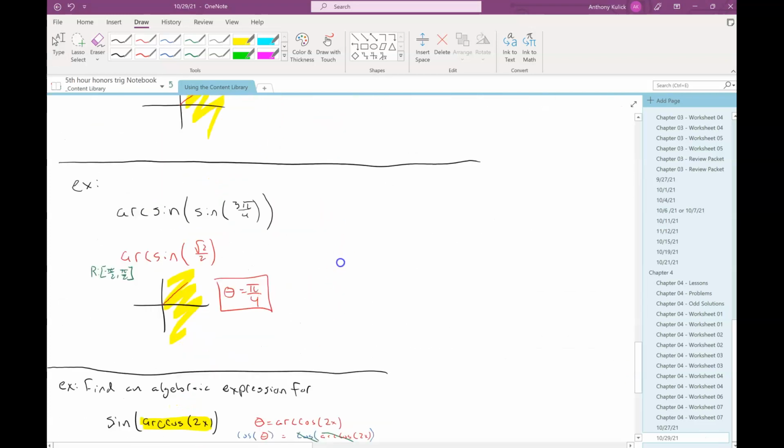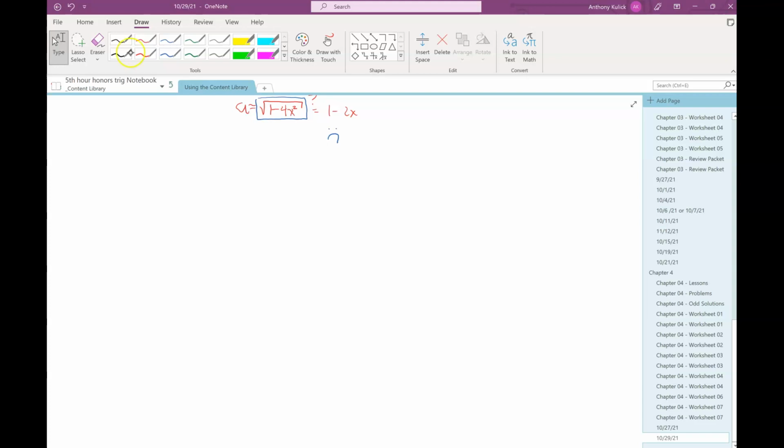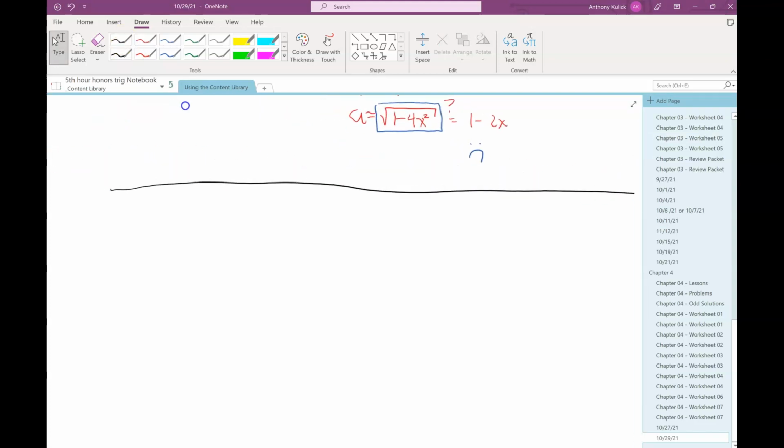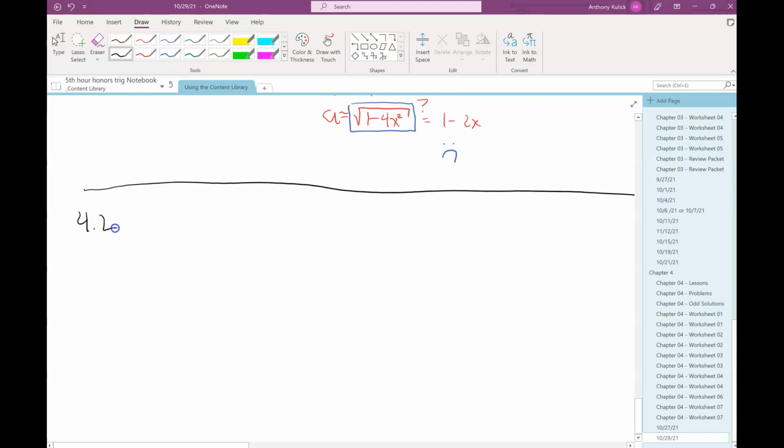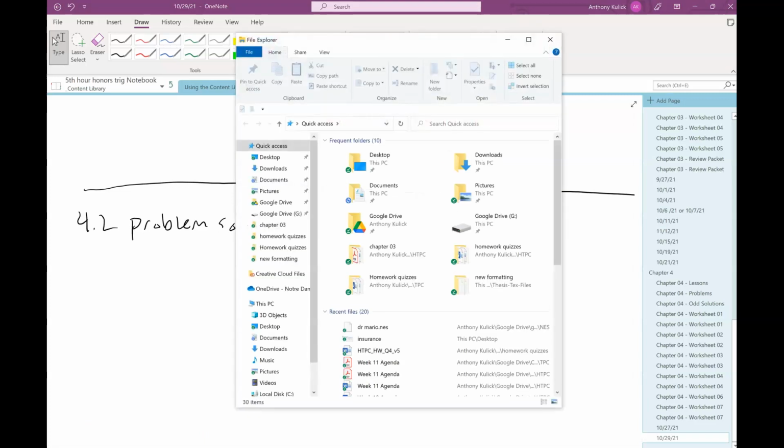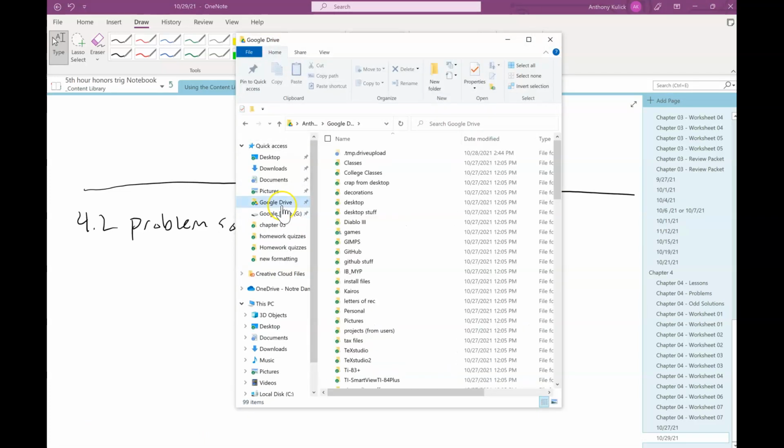That closes the door on section 4.1. Let's talk about 4.2. And this is a pretty short one.